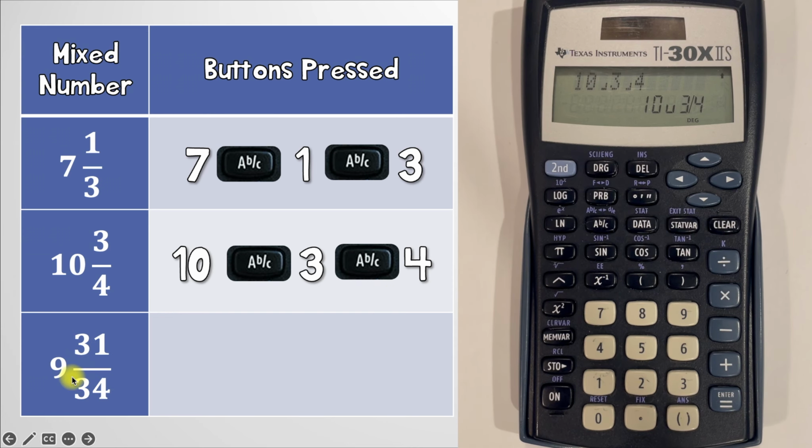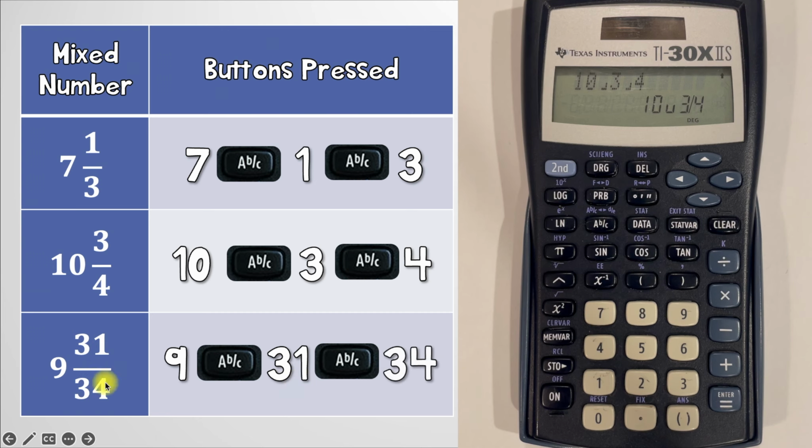And here's our last question, 9 and 31 over 34. You don't have to get freaked out because you've got bigger numbers in your fraction. It's the same exact process. First we'll enter 9, then we'll hit the ABC button, then we'll hit 31 because that's our numerator, then ABC again, and then 34 because that's our denominator. And in the calculator it will look like this.